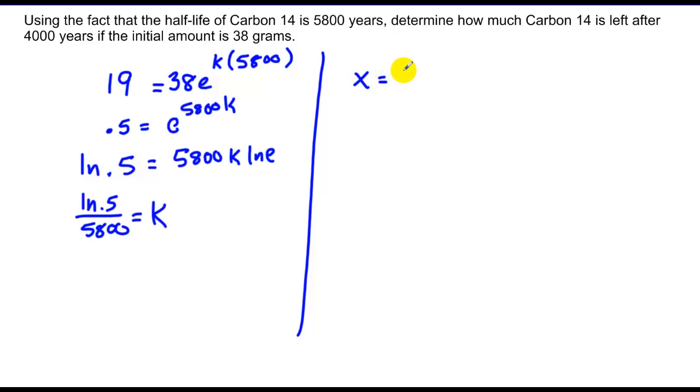We're starting with 38. We have e to this new k, ln 0.5 over 5,800 times 4,000 years. And we're doing this problem just to introduce the concept of half-life. You can have a third life, fourth life, whatever. So let's plug that into the calculator, and I get roughly 23.56.